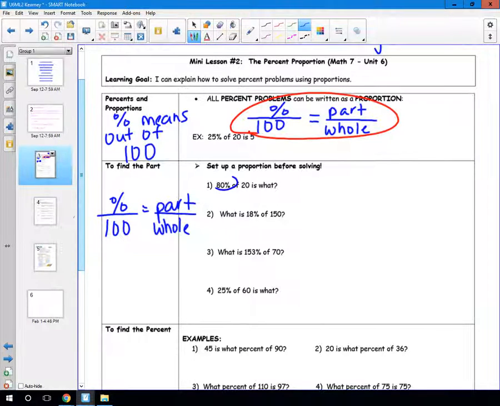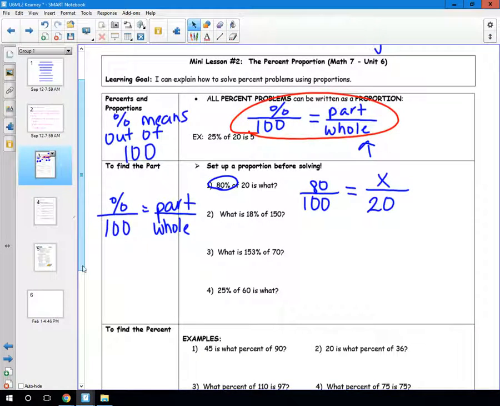So as soon as I see 80%, I know that I'm going to do 80 over 100 equals, and then it says of 20. When you see that word of, that's kind of like the total. Okay, that's the whole. So just like we said up here, the whole goes on the bottom. So of 20, and we're saying is what? We don't know the part, so we're going to put an X.